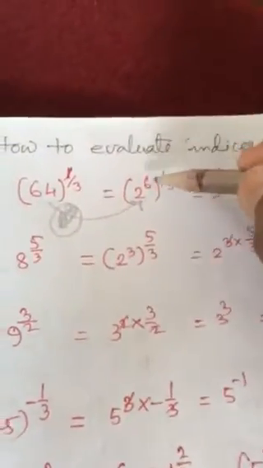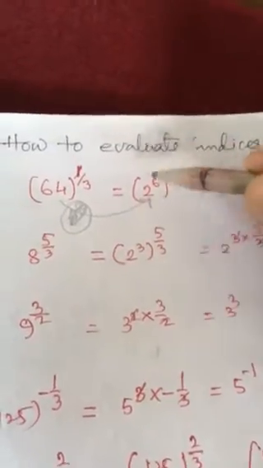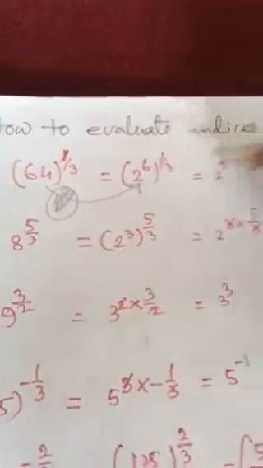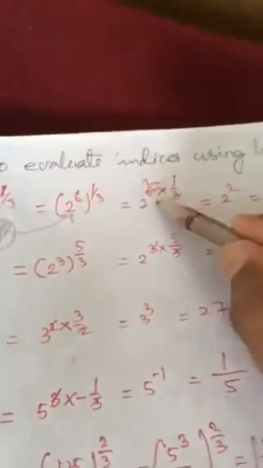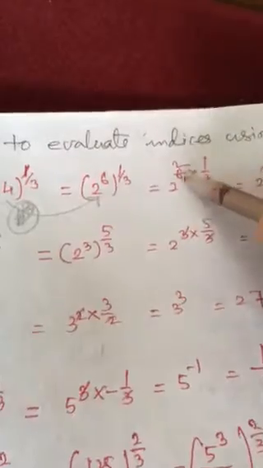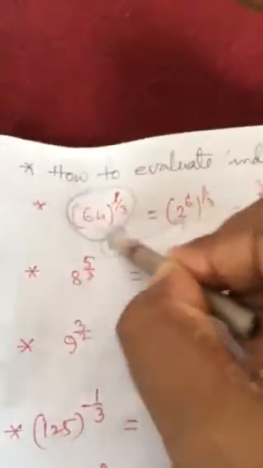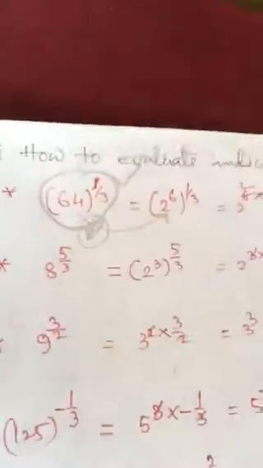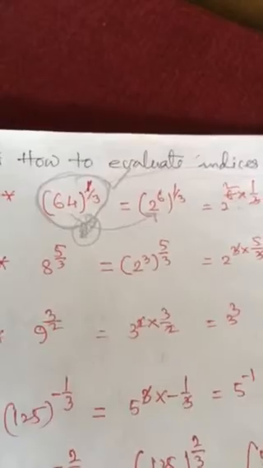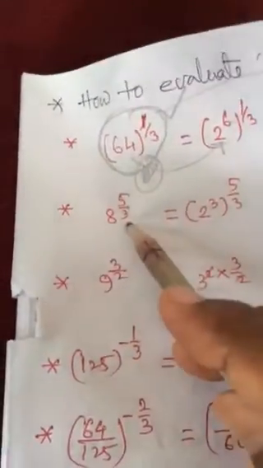So now I have already told you that if there is power over the power, then powers are multiplied. So 6 multiplied by 1 by 3, powers are multiplied, 3 to the 6. So 2 to the power 2 is 4, value is 4. So how to evaluate it? I have evaluated this and I have got the value 4. 4 is the answer. Okay, the next example is given here, 8 to the power 5 by 3.